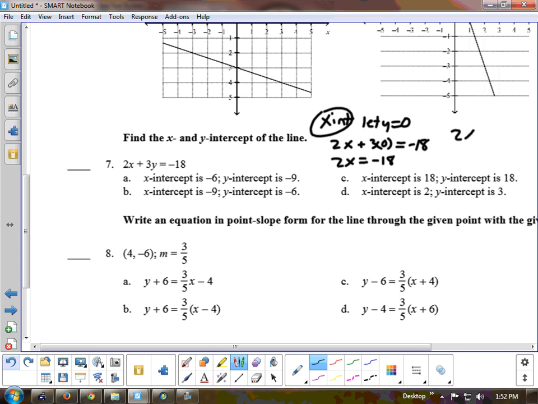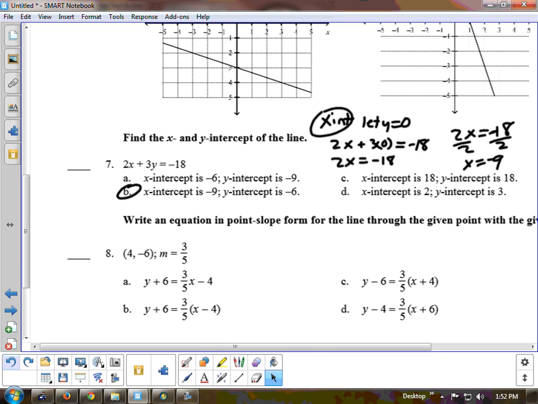So 2x equals negative 18. Negative 18 divided by 2, and you get x equals negative 9. Well, the only choice that has negative 9 is this one here, letter B. But let's figure out what the y-intercept is just to see if it jives.